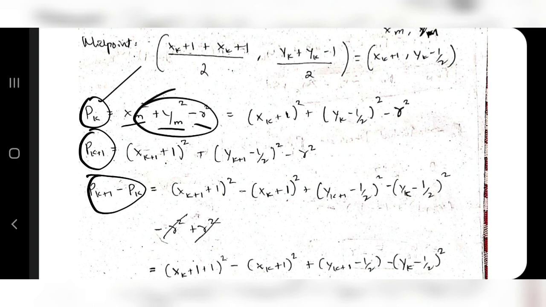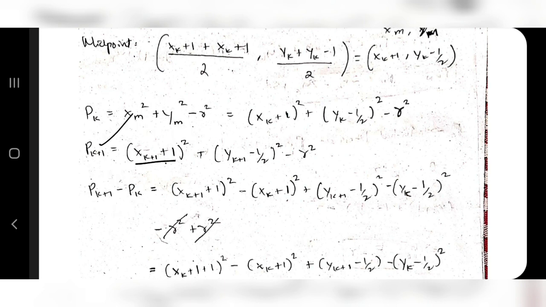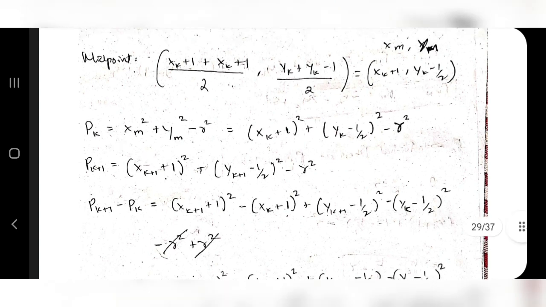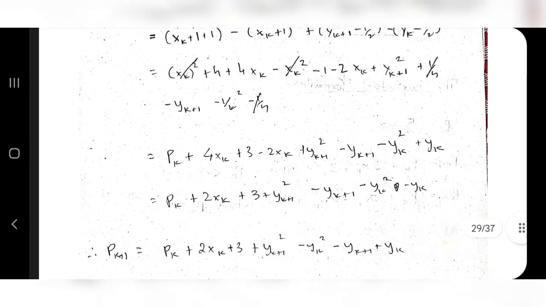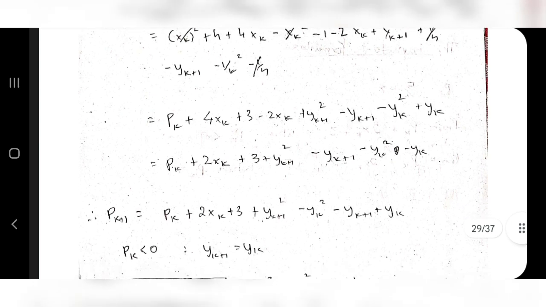This is the circle equation. And you substitute the m value: in the next case, x will be xk plus 1 only. But the y value will be yk minus 1 by 2, because we are calculating the mid value, it's constant here. So these are the midpoint values. Just substitute those values and subtract these two equations, and what you get is this answer. Okay, this is the simplification. You can easily find out what's happening.